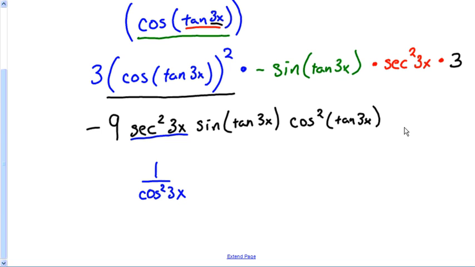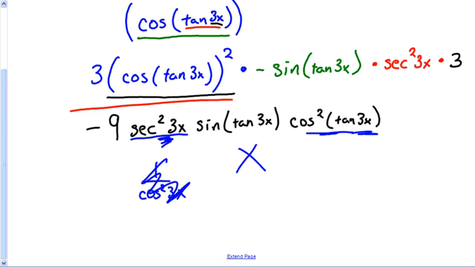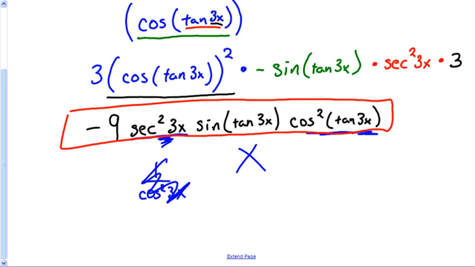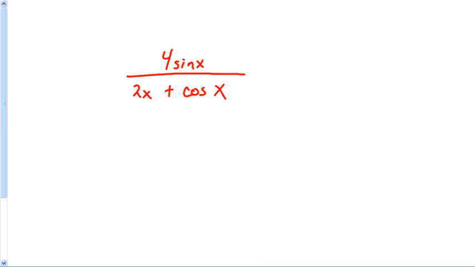Wait a second. Nope, nope, nope. I thought we was about to cancel something. Disregard. This is secant square of 3x. This is cosine square of tangent, so they have no relationship with each other whatsoever. Oh, dang. I thought we was about to have something cool happen. We don't. That is our answer. You are ugly, son. But, you know, that happens sometimes.